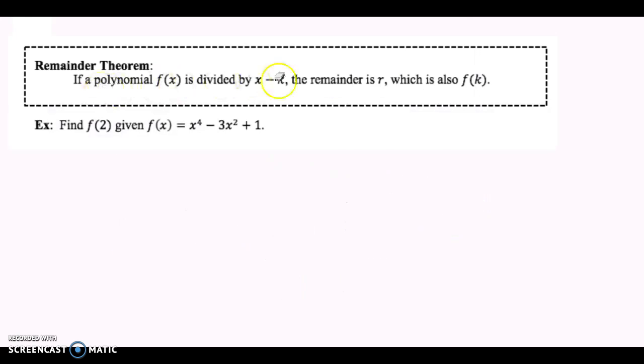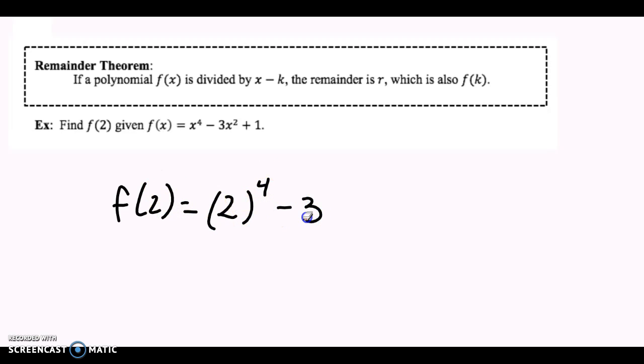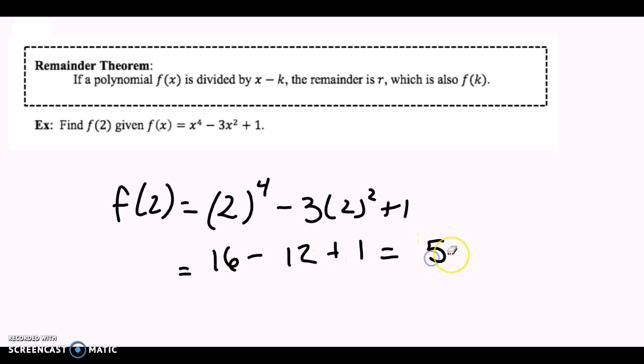Now ignore the remainder theorem for just a second. It says find f of 2. So let's do it. f of 2 is equal to 2 to the fourth minus 3 times 2 squared plus 1. 2 to the fourth, you're welcome to use your calculator. I believe that's 16. Minus, I believe this is 12 plus 1. And if I do this math, I believe I get 5.